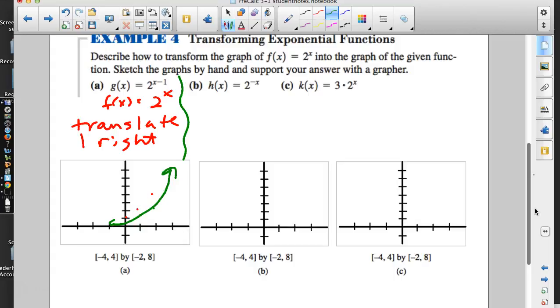B looks a little weird. What happened to that graph? Put that negative up there. Yeah, flipped over the y-axis. Remember, it's always the opposite of what we see. So if this negative is in front of the x, this actually reflected over the y-axis. So let's put our nice little 0, 1, 1, 2, 2, 4 up there. And go equal but opposite on the other side of the y-axis.